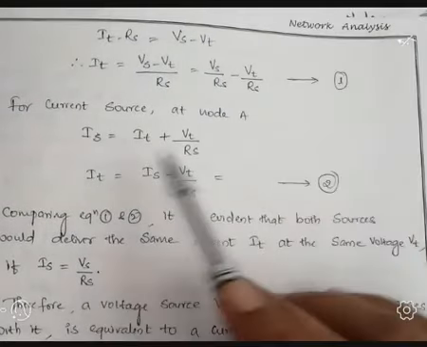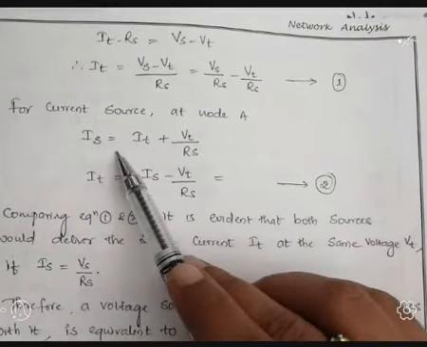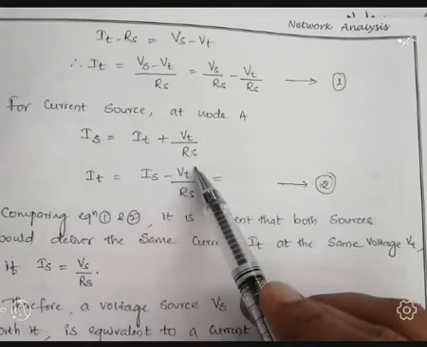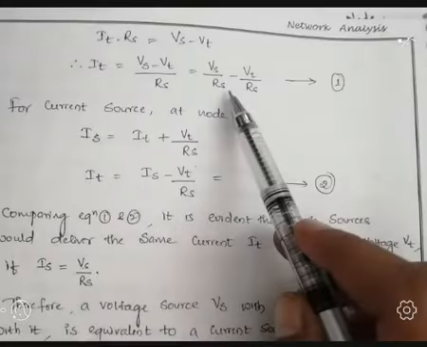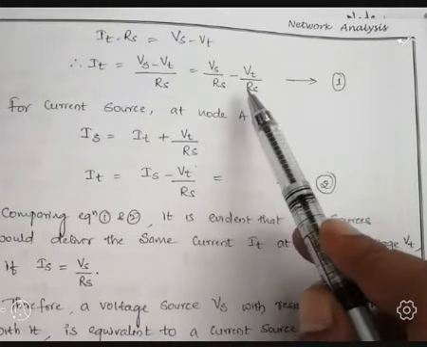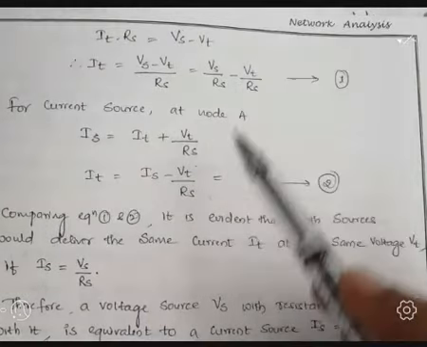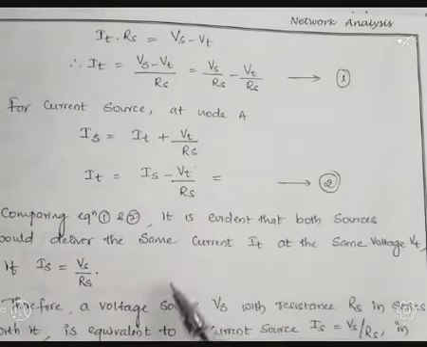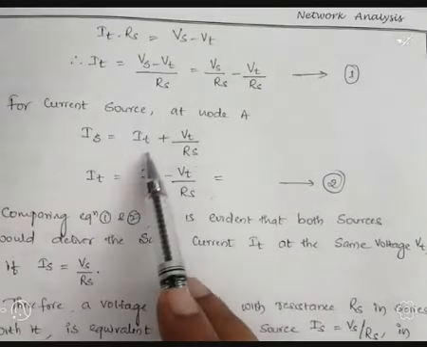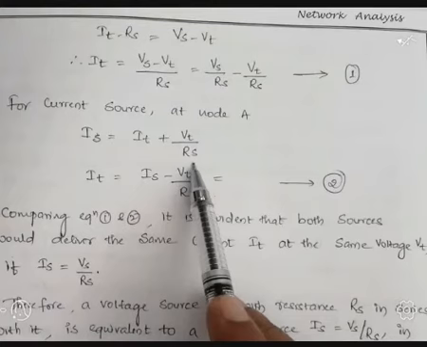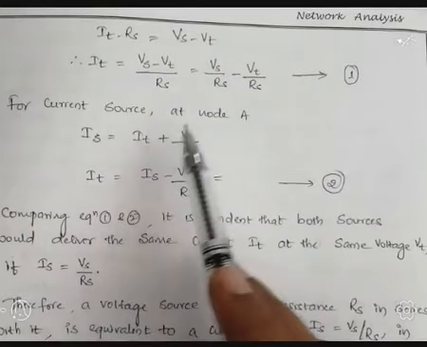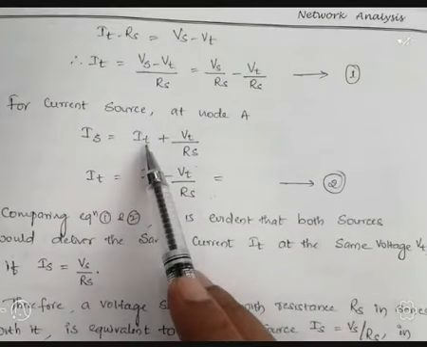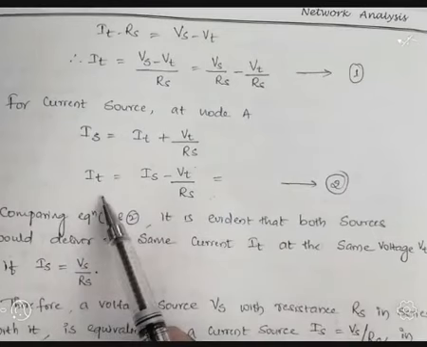Similarly, for the current source, the second network, at node A, Is equal to It plus Vt by Rs. Let us compare these two equations. First I calculated Is equal to It plus Vt by Rs. Then I rearrange the terms. I have taken It because we have to express in terms of terminal current. So It becomes Is minus Vt by Rs.